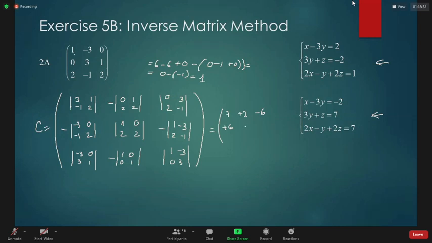So in the middle, 1 times 2 is 2, minus 0, still 2. Here we have minus 1 plus 6 is 5, and the minus in front makes it minus 5. And then we have minus 3, and then we have minus 1, and then we have 3. This is the cofactor matrix.